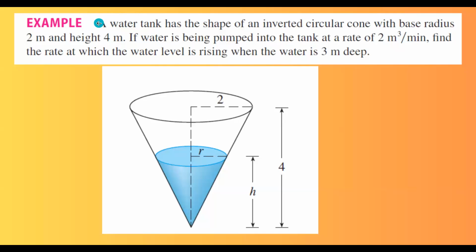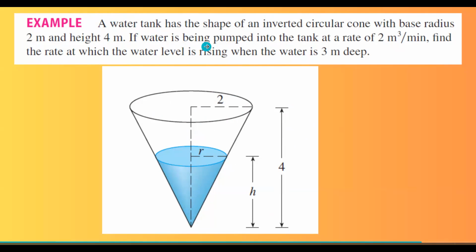In this example, you have a water tank that has the shape of an inverted circular cone with base radius 2 meters and height 4 meters. So this is the basic shape that you have. And here you have your base with radius 2, and the total height is 4.